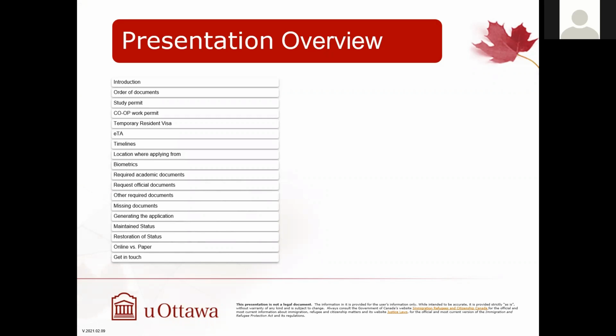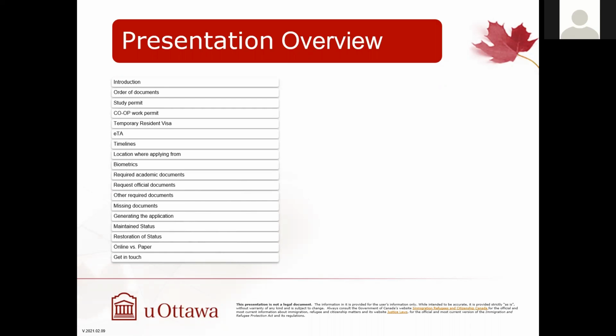We'll talk about where you're applying from and how that impacts an application, so inside versus outside Canada. Quickly touch on biometrics. We'll go over the required academic documents needed for a study permit extension and how to request those documents. Other required documents, and what to do if there's a document that you cannot include. And then we'll take a break from the PowerPoint and actually go on the IRCC website and generate a study permit extension application together, go over all of the forms that are needed, how to fill it out, how to save it, how to upload it.